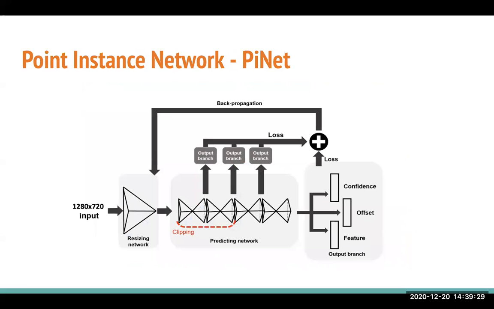PINet stands for Point Instance Network. It takes the input and resizes it to a smaller image. Then the compressed input is fed into 4 hourglass modules. 4 output branches are applied following each hourglass module. They compute confidence, offset, and feature. Then the 3 values are used to calculate the loss. This model takes images as input and ground truth labels as output.